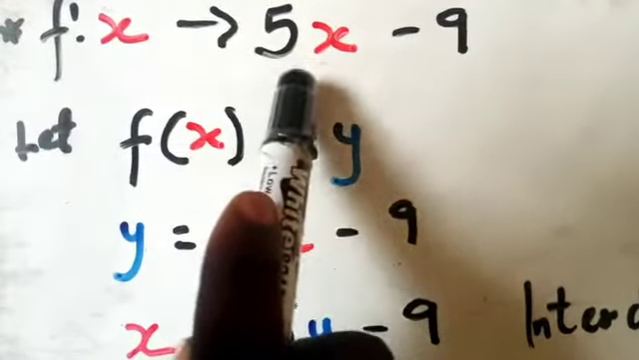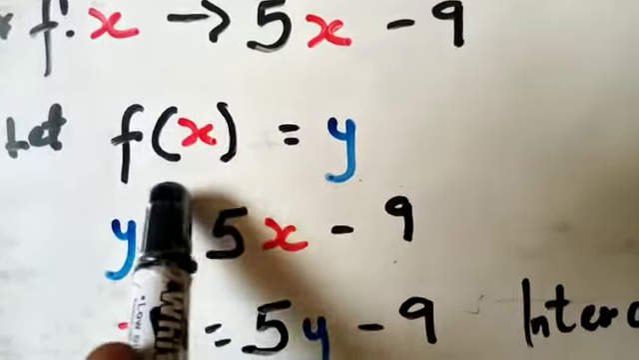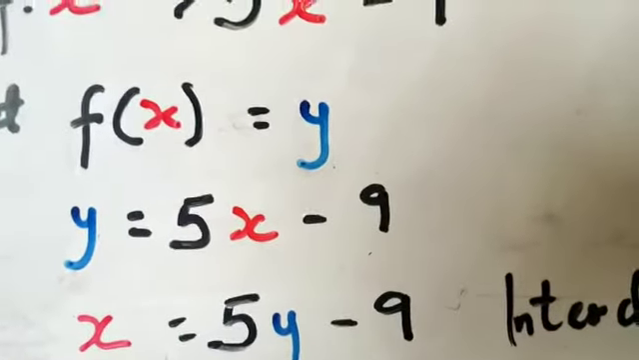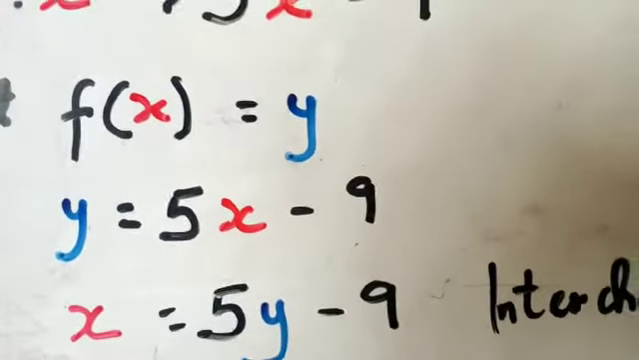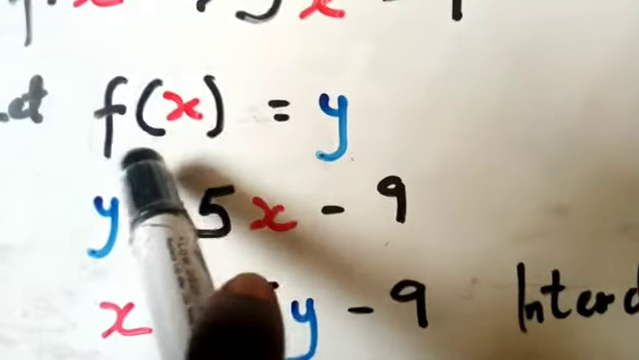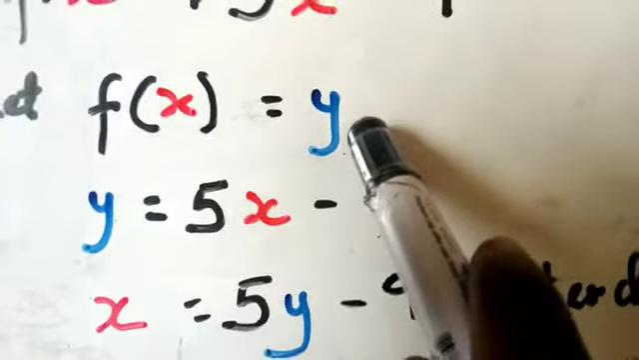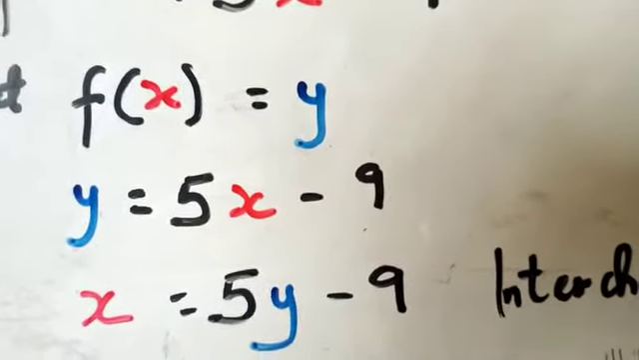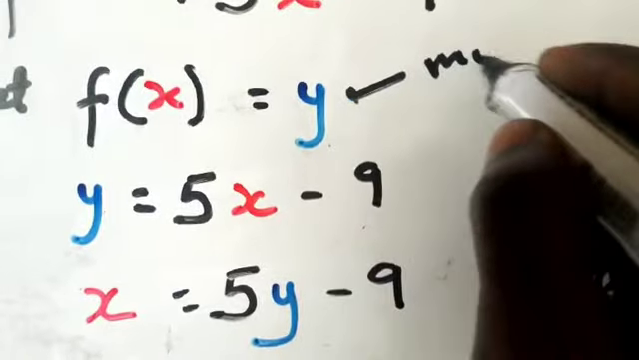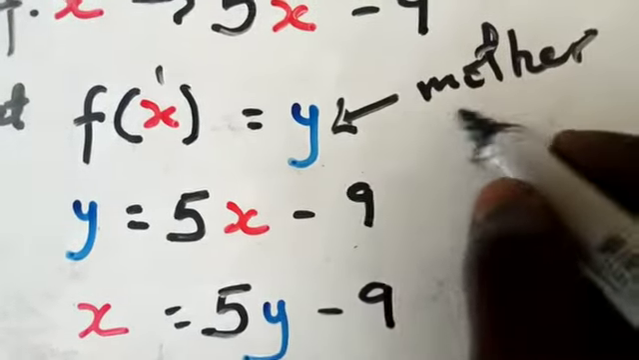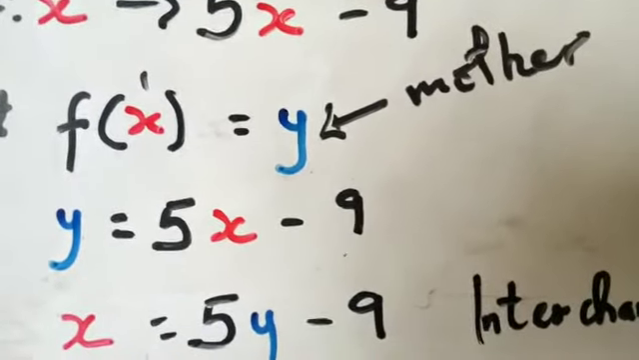So we start with what we have been given. Let f of x be equal to y. The reason is that we don't want to work with this, which is a little bit complicated. When we are working with a single variable, we can easily determine that. So this is the mother. Let's call the mother y, and the child is the x. So y is the mother, and the child is the x.